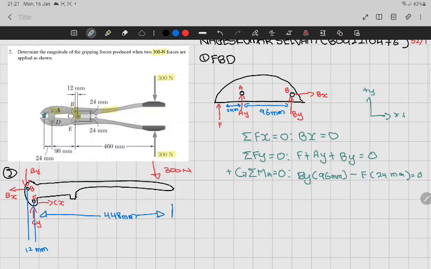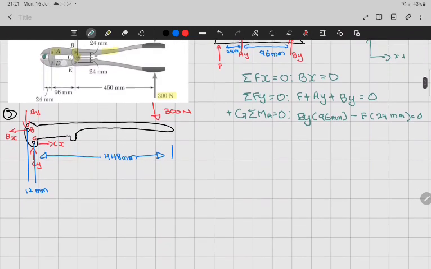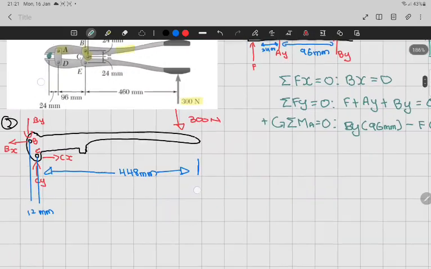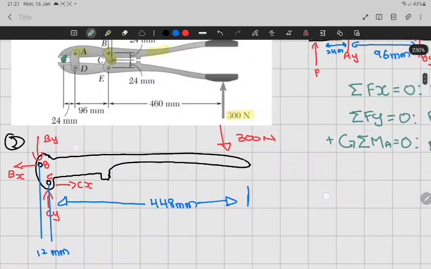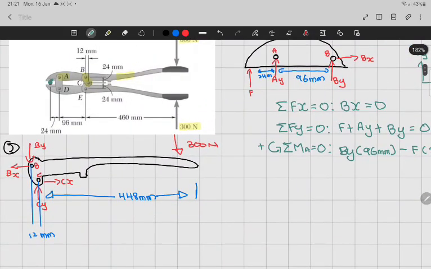So we need to find the BY. After finding the BY, we can find the resultant force F, which is already known, and we can find the gripping force. So this is the second free body diagram, already proven. The forces acting are By and Bx, Cy, Cx, with By downwards.